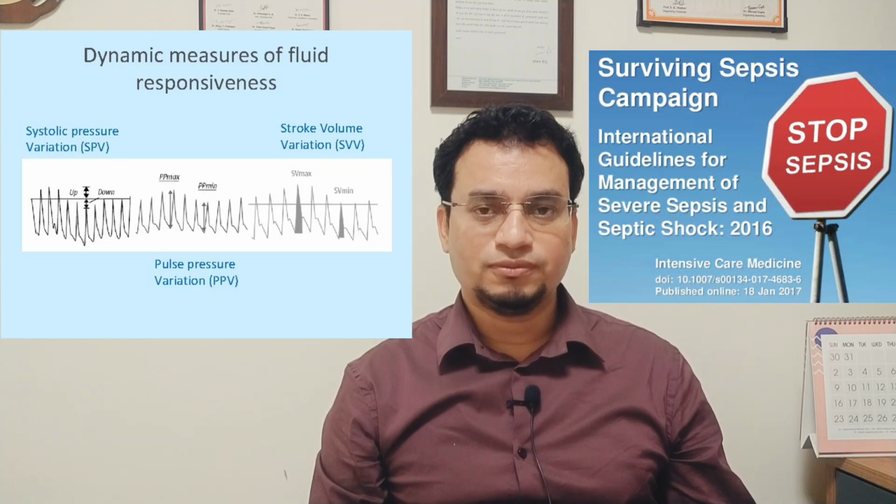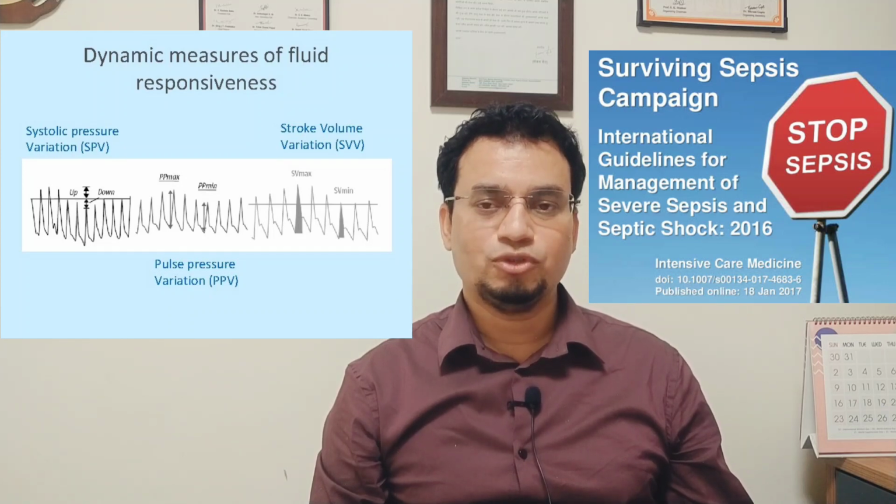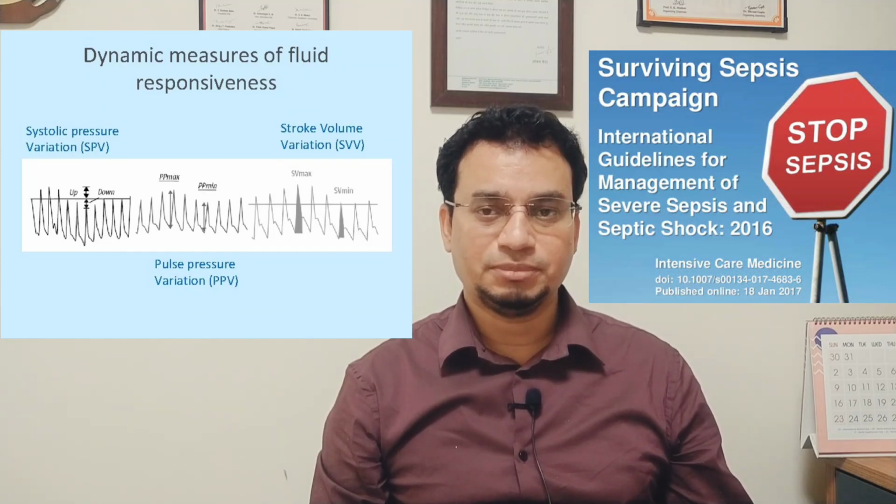According to the latest Surviving Sepsis guideline, dynamic indices of volume responsiveness, or fluid responsiveness, to guide fluid therapy in patients with sepsis are recommended. Dynamic parameters of fluid responsiveness are calculated based on measurement of change in the stroke volume, that is, stroke volume variation resulting from the respiratory variations in the left ventricular preload.